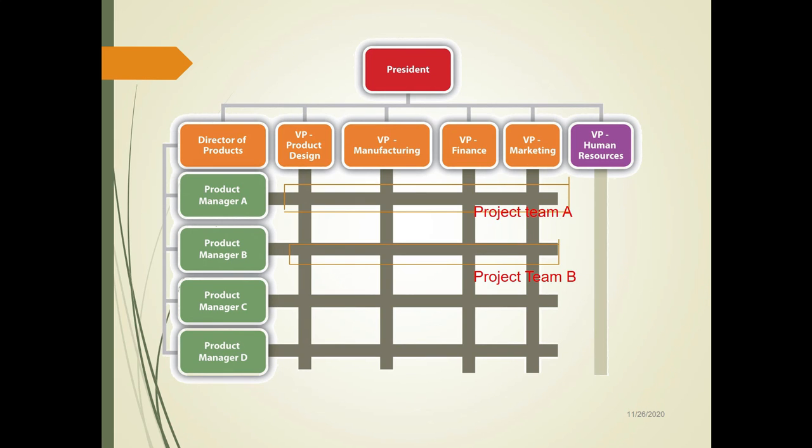So here is an example of your matrix structure. As you can see, product manager A has several bosses. They report to the VP of product design, VP of manufacturing, VP of finance, or VP of marketing. So this team reports to several bosses.